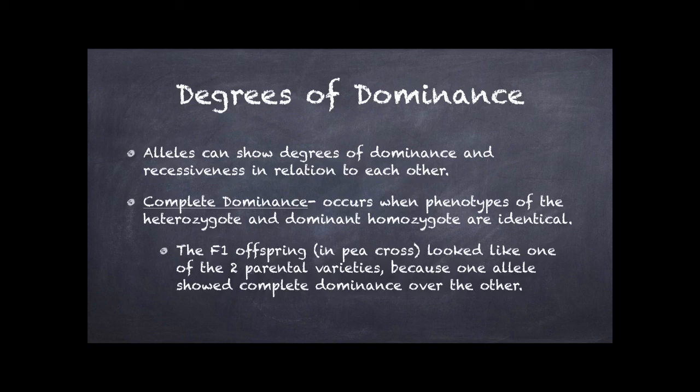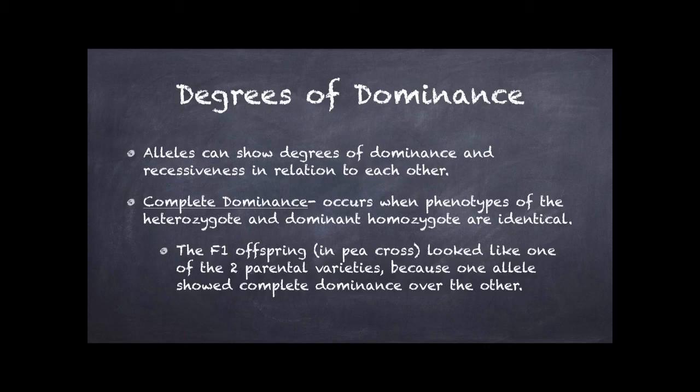Alleles can show degrees of dominance and recessiveness in relation to each other. There are a couple of degrees of dominance that we're going to talk about that will help you understand different ways that certain traits show up. So for example, complete dominance. This is when the phenotypes of the heterozygote and dominant homozygote are identical. For example, in the F1 offspring in the pea cross, they looked like one of the two parental varieties because one allele showed complete dominance over the other.